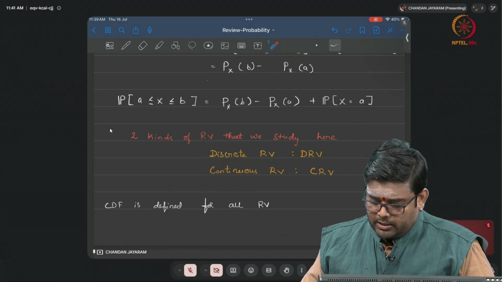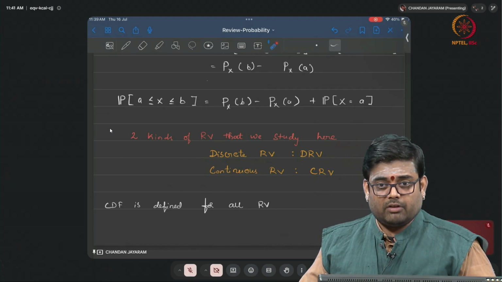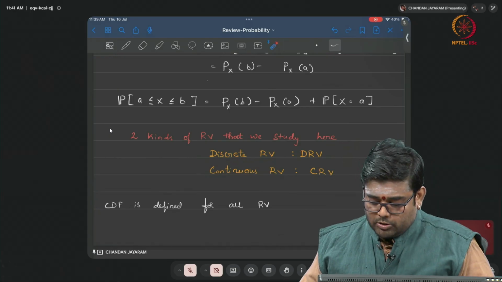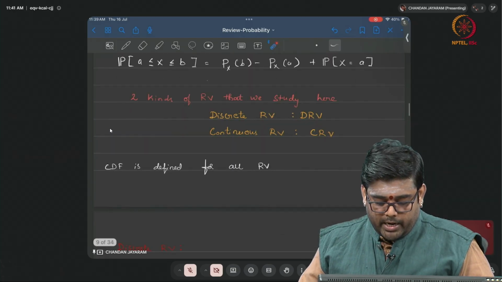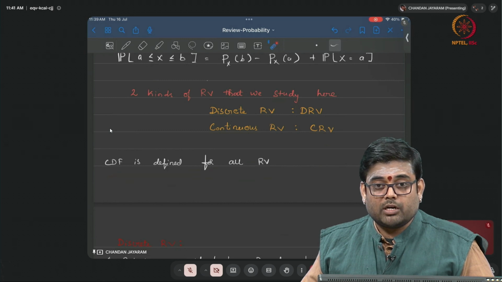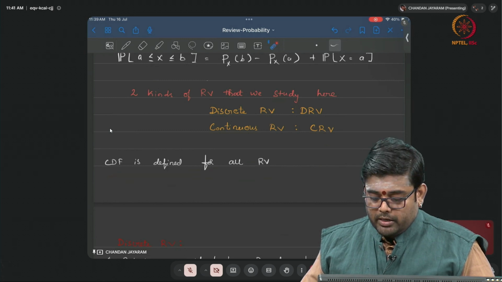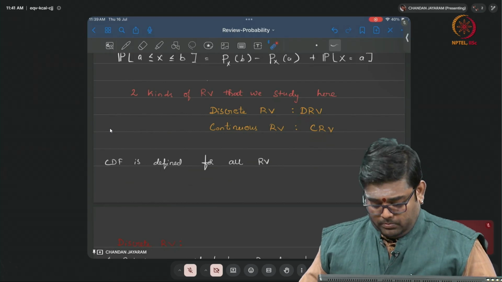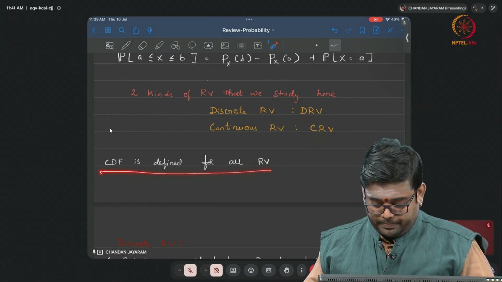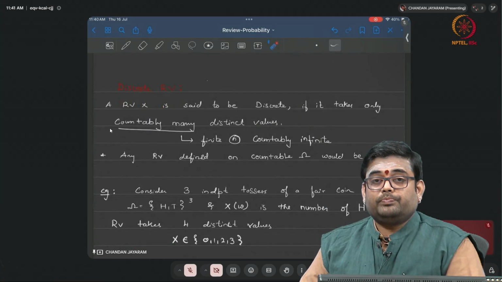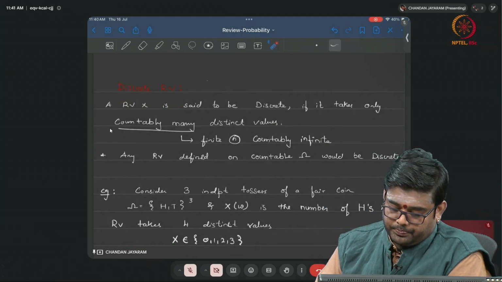These are the two kinds of random variables in which we will be investing almost throughout the course. So we will be looking at only them, and the CDF is defined for all kinds of random variables. It is not that it is only there for discrete or continuous or some other kind which I haven't defined. The CDF is there for all. Now let us look into the discrete random variable.